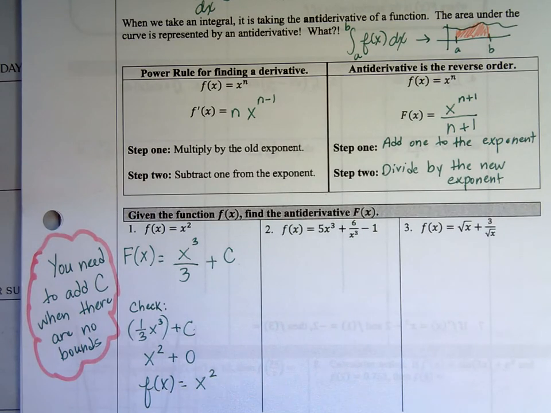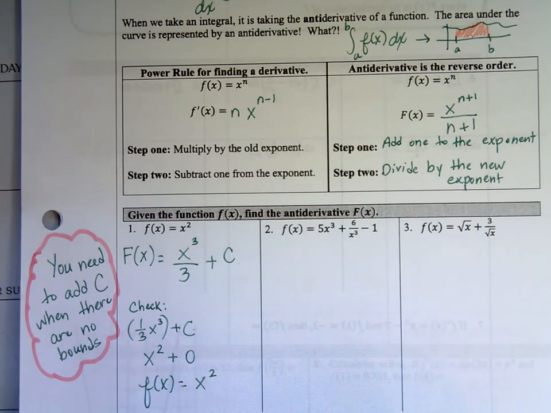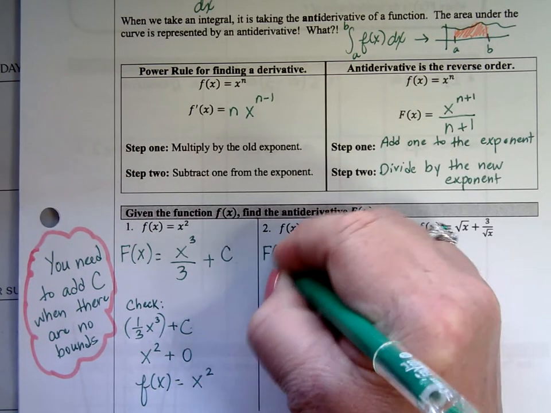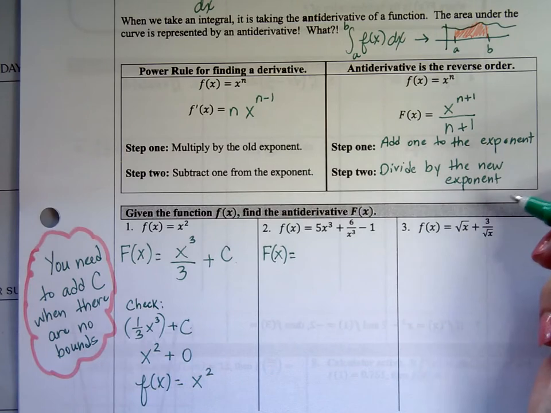So anytime you find antiderivatives, add a c at the end because there's no bounds involved. And we're going to see examples in a few minutes that have bounds, and so you'll see the difference in what they look like. All right, so let's find antiderivatives. Here we go. We're just using the power rule totally. Well, this one's a little bit messy.